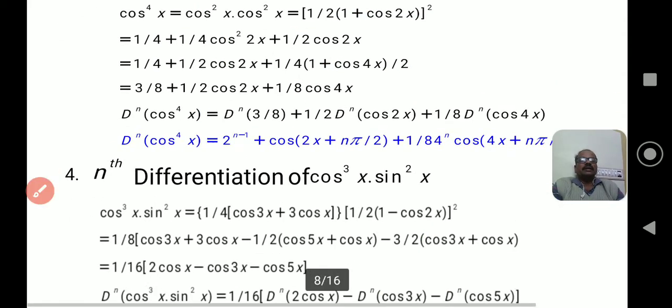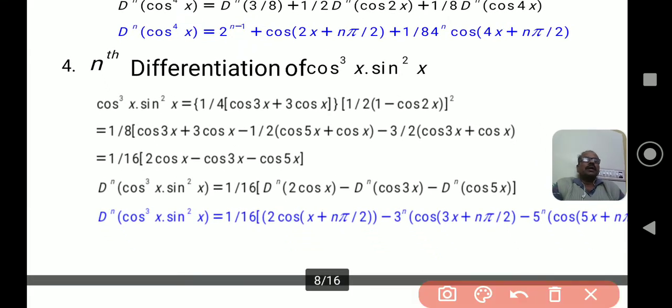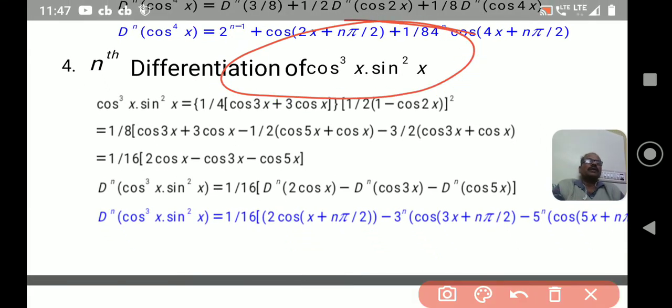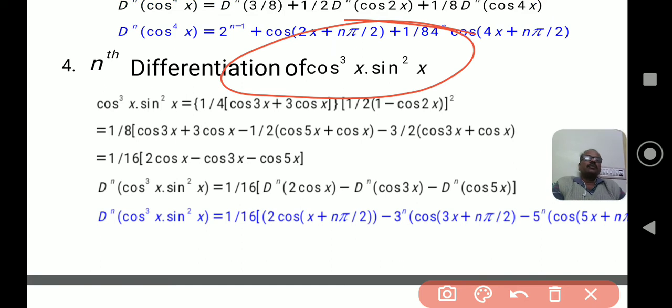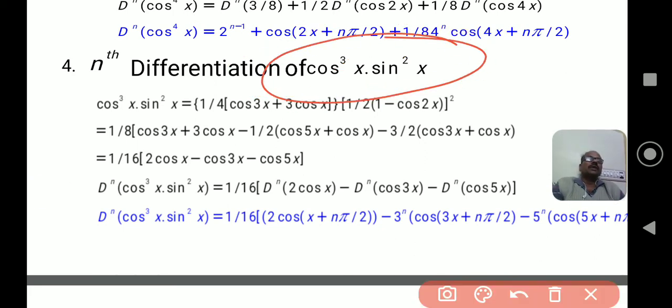Okay, you can take the next example here. The next example is the nth differentiation of cos cube x into sin square x. Observe the result: for cos cube x there is no such formula for the nth derivative, and for sin square x there is no such result, but you have sin x and cos x. Even so, we can observe a very interesting factor: both terms are multiplied, so there is no such result for the nth derivative. You need to do an individual calculation using transformation formulas.